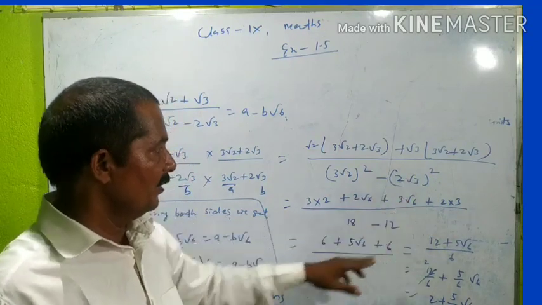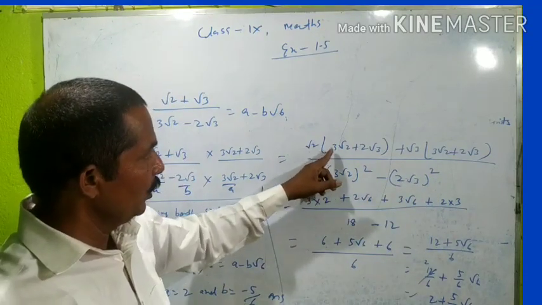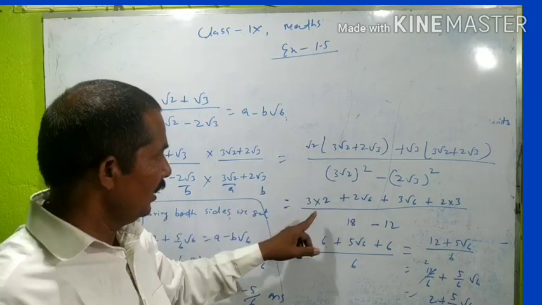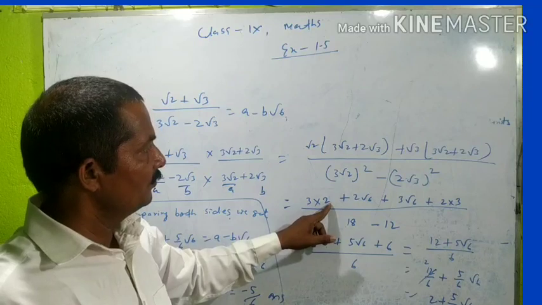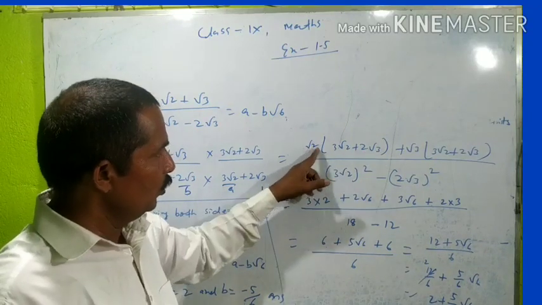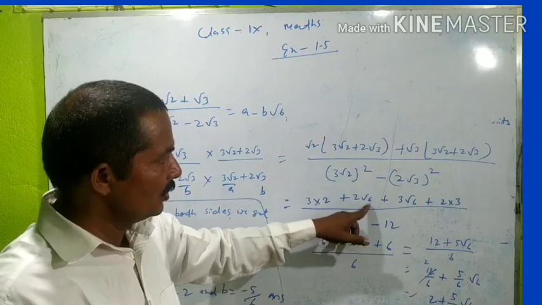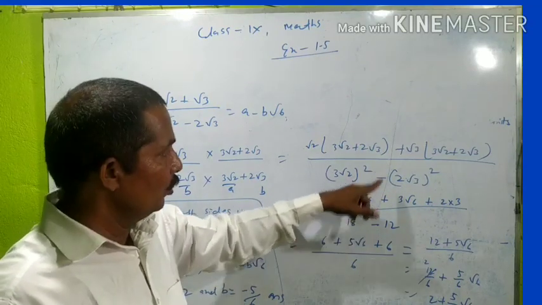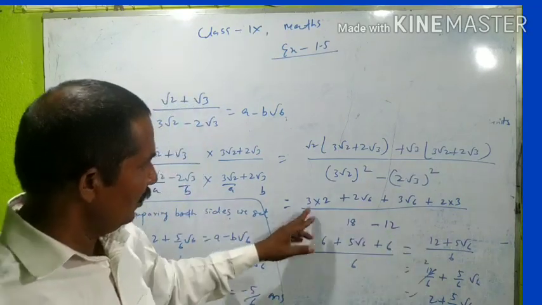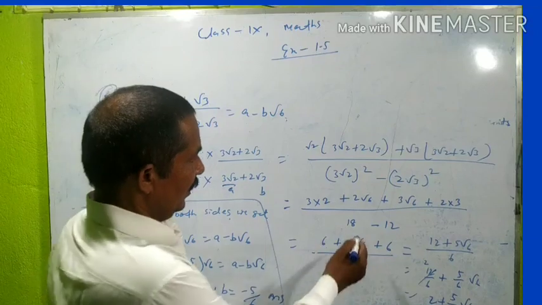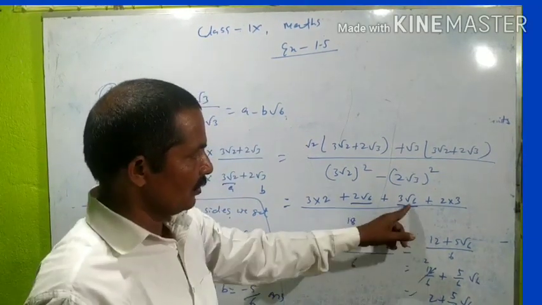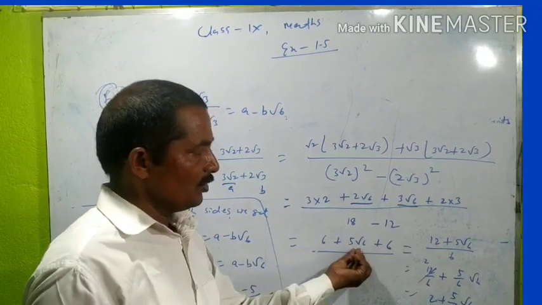I have solved here. Root 2 into 3 root 2: root 2 into root 2 is 2, into 3 is 6. Then root 2 into root 3 is root 6, so 2 root 6. Similarly, I have multiplied the other terms here. Then 3 into 2 is 6, and here 2 root 6 plus 3 root 6, root 6 and root 6, so 2 plus 3 gives 5 root 6 here.